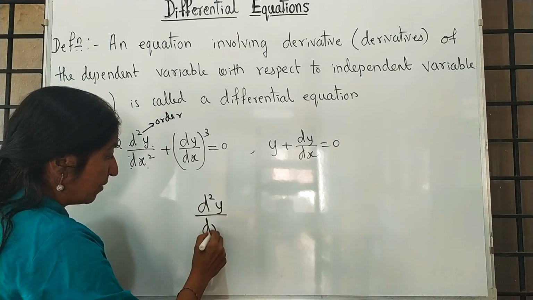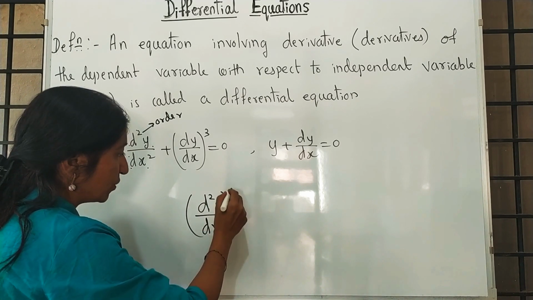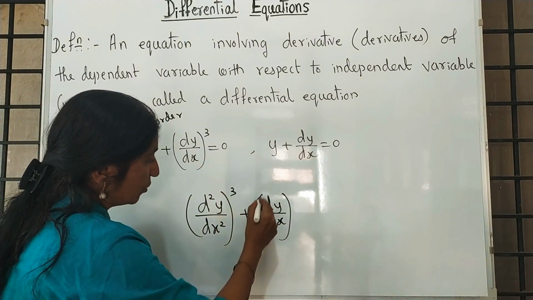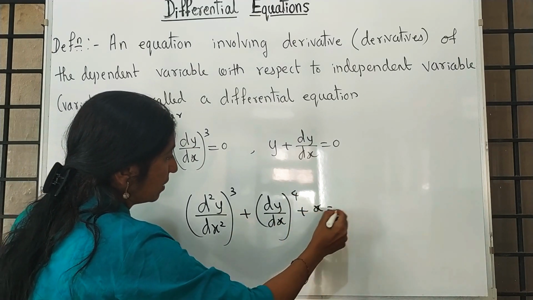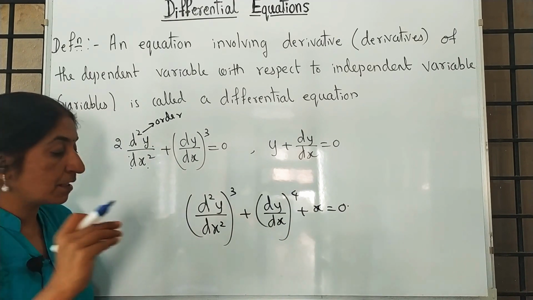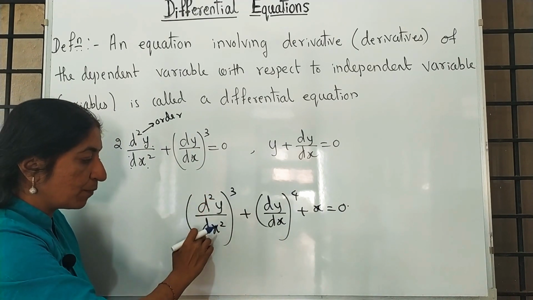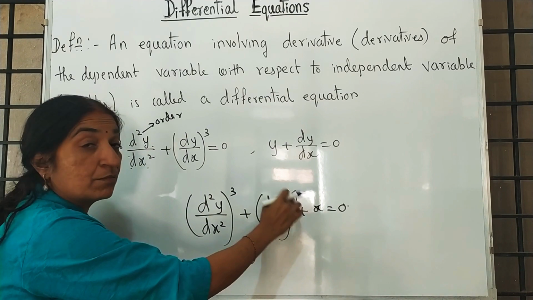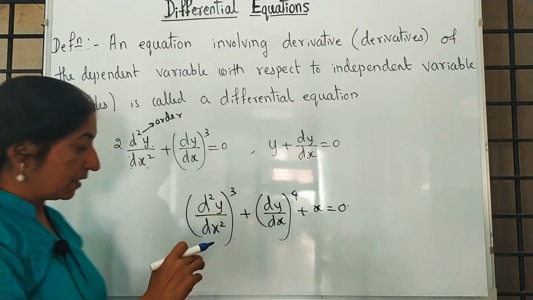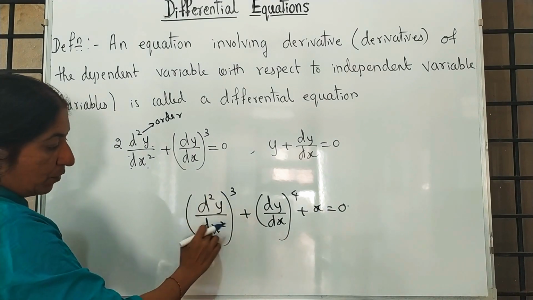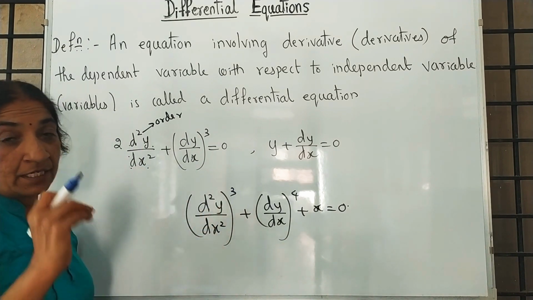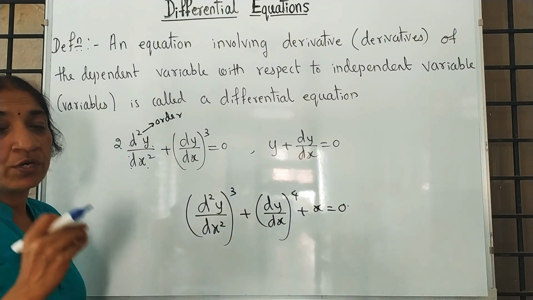I am giving you one more example here. d square y upon dx square whole raised to 3 plus dy upon dx raised to 4 plus x is equal to 0. Maximum derivative is what? Maximum derivative is d square y upon dx square. Even though this power is more, you have to check the maximum derivative. It is a second order and its power is 3. Its degree is 3. Order 2, degree 3.